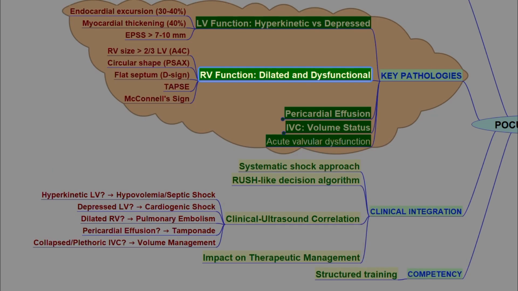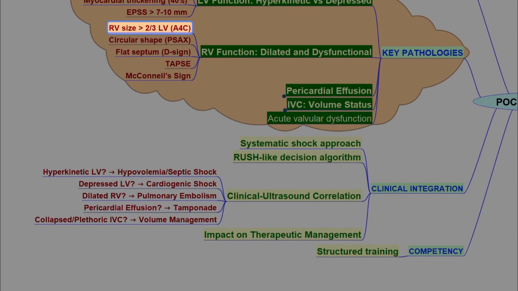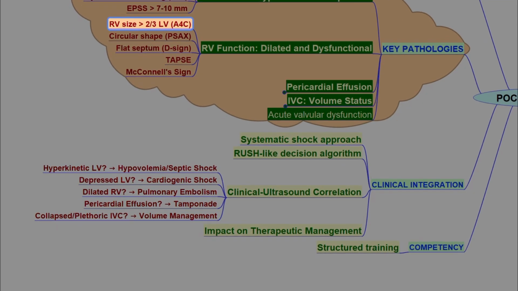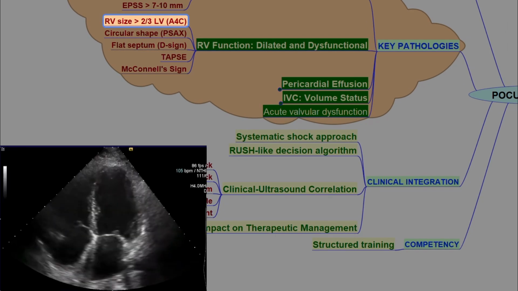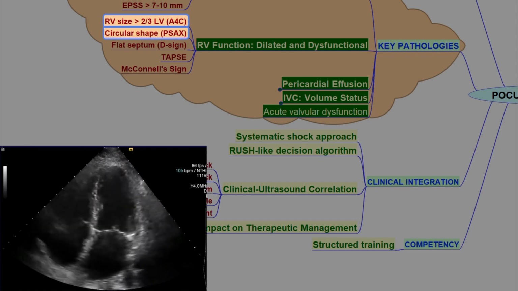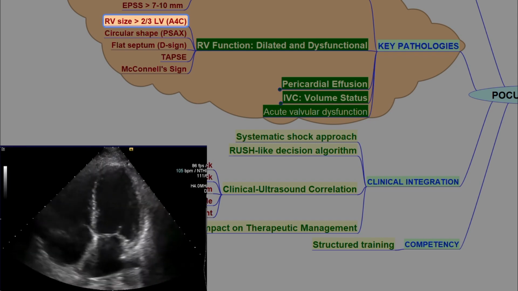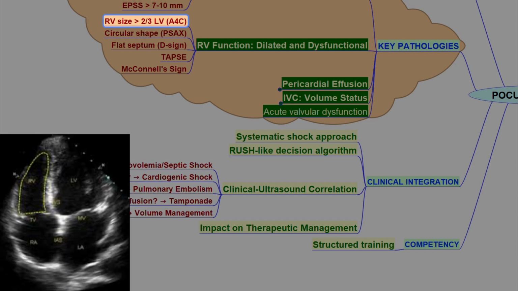Now let's turn our attention to the right ventricle. Assessing the RV is key to suspecting PE. We do this through an integrated visual approach. We start with the RV size and shape. In the apical four-chamber view, compare it to the LV. Normally, the RV is smaller, less than 2/3 the size of the left ventricle. If they appear equal or the RV is larger, it's dilated.